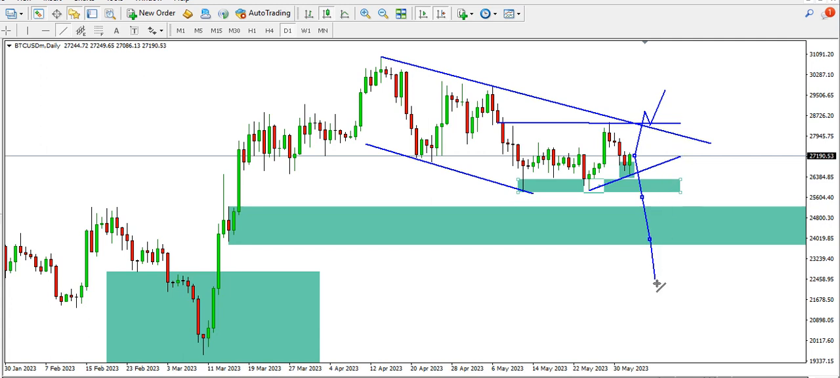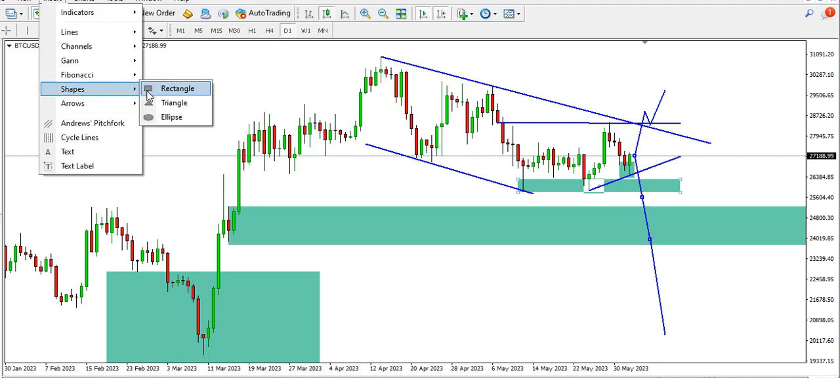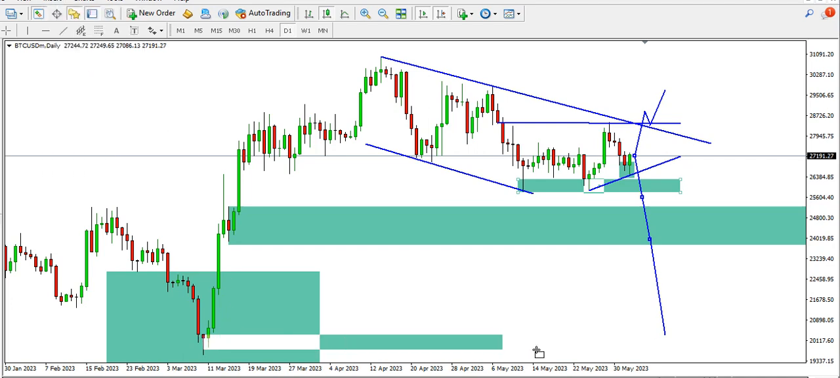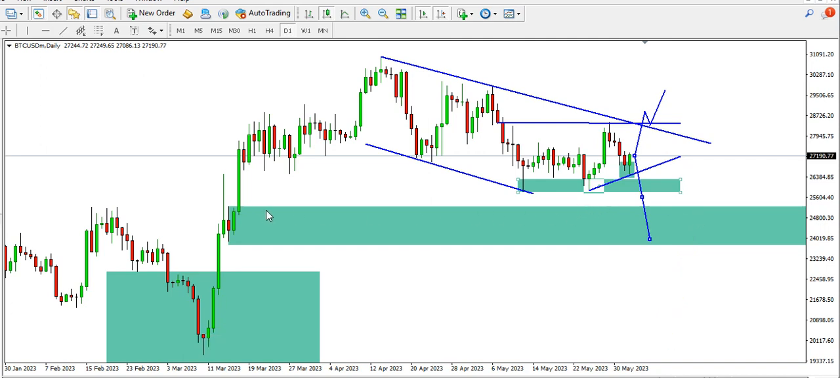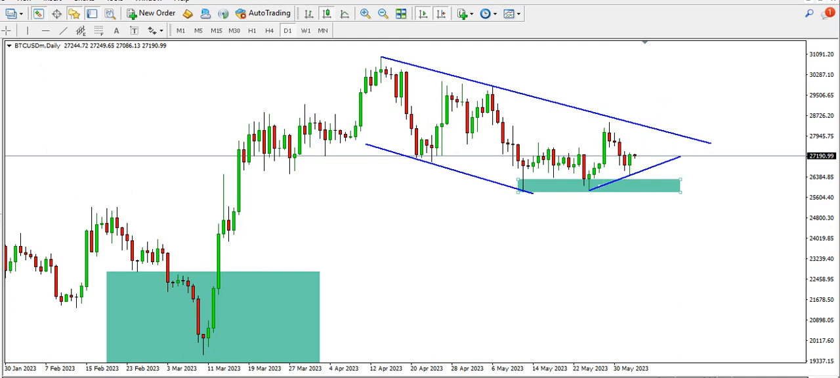But if that fails, we have the last stronghold, which is the last order block at this particular level. We have this order block at this particular level that might serve as support for price to find a level of support and then go up. So that's that for BTCUSD on the daily time frame.